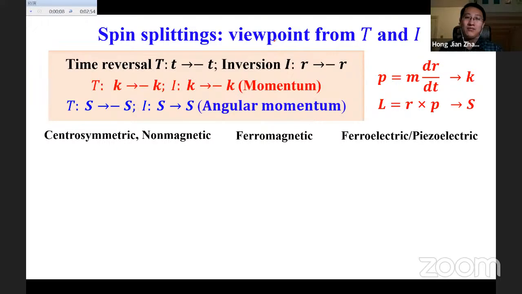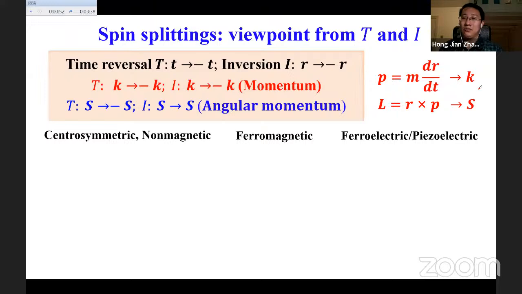We can start by looking at the time reversal and inversion symmetries. Time reversal is an operator that puts a minus sign in front of the time variable, while inversion is the operation that puts a minus sign in front of the spatial coordinate variable. Both time reversal and inversion have additional consequences on physical quantities. For example, if we look at the momentum, momentum equals m dr over dt. Here r is the coordinate, t is the time, and m is the mass. This is the momentum in classical mechanics.